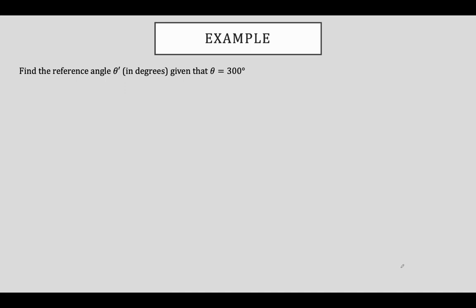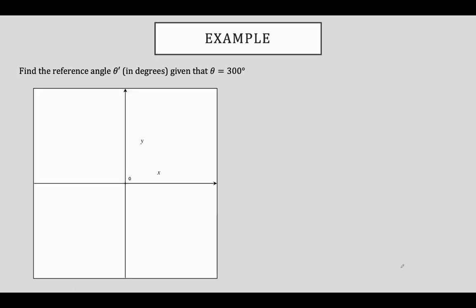Find the reference angle, theta prime, in degrees, given that theta is equal to 300 degrees. Always helpful, again, to draw out a picture. 300 degrees. Where is 300 degrees? Well, that brings us into quadrant 4. Our reference angle is the acute angle formed between our terminal side and the x-axis. That would be that region right in here.